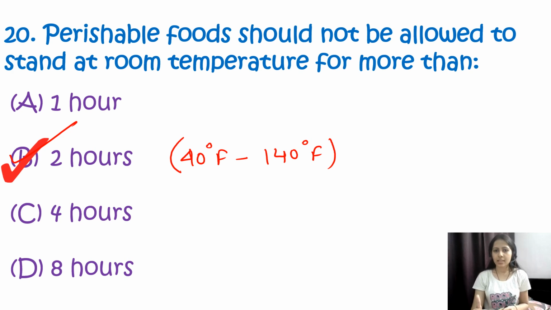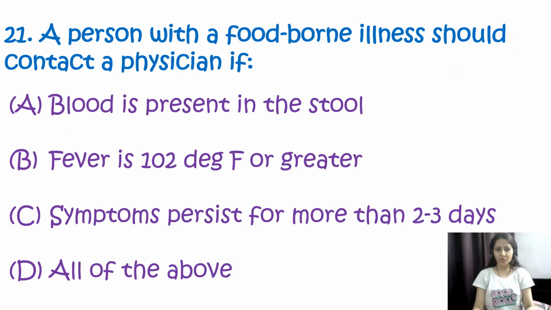So what happens after 2 hours at room temperature? Perishable foods should be refrigerated or discarded to prevent bacterial growth or foodborne illness. If the ambient temperature is above 90°F, that is 32°C, perishable foods should not be left for more than 1 hour. So over here my correct answer should be option B, that is 2 hours, and this is also an important question. So question number 21.